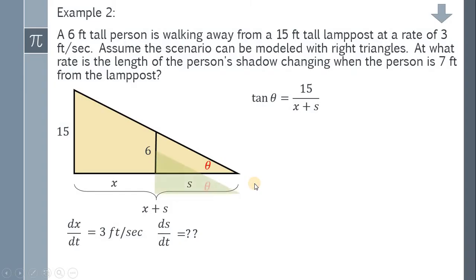Now, using this small right triangle, pag kinuha natin yung tangent theta niyan, yung tangent theta must be 6 over s. Now, tingnan mabuti na para silang equal sa tangent of theta. Therefore, yung 15 over x plus s must be equal to 6 over s. So, pwede silang i-equate and we have an equation that relates x and s. So, we're done dun sa ating next step. Punta na tayo sa pang-apat.